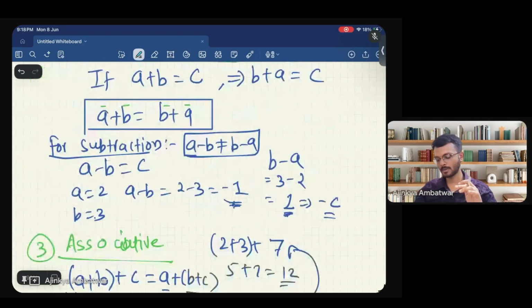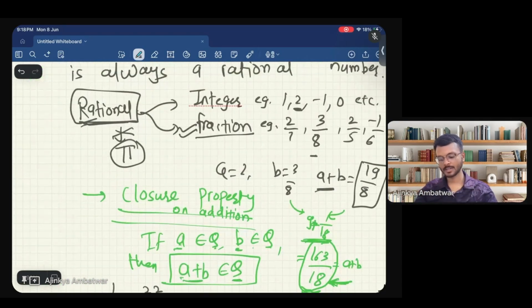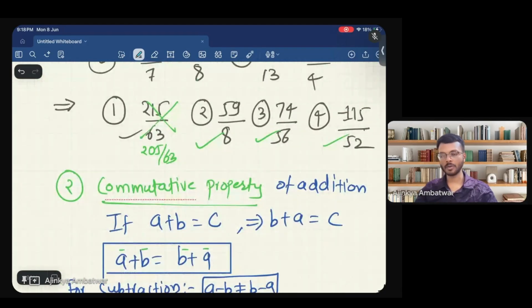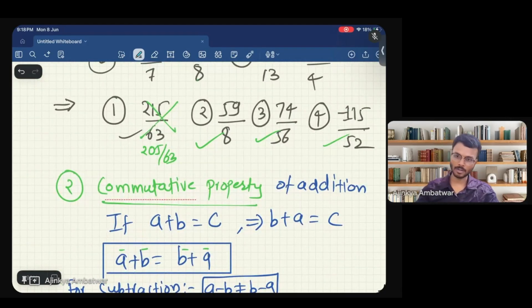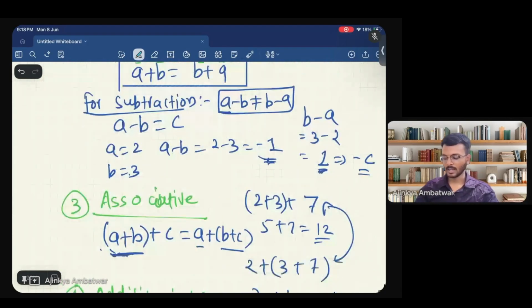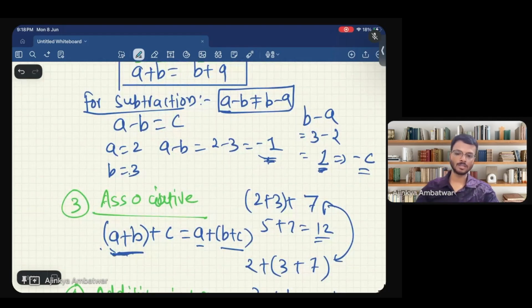Which are the four properties? Closure, first one. Second is commutative. 2 plus 3 is 3 plus 2. That is commutative. Associative, adding three numbers. किसी भी order में you add, it's the same answer.